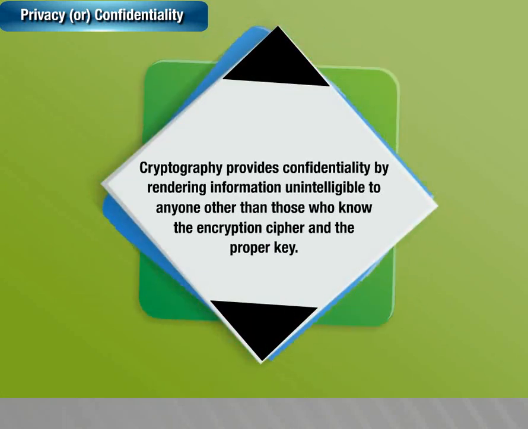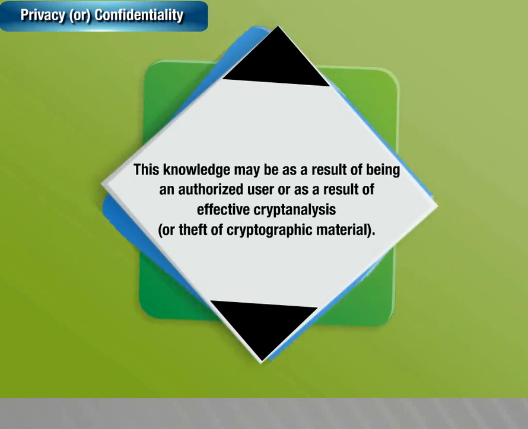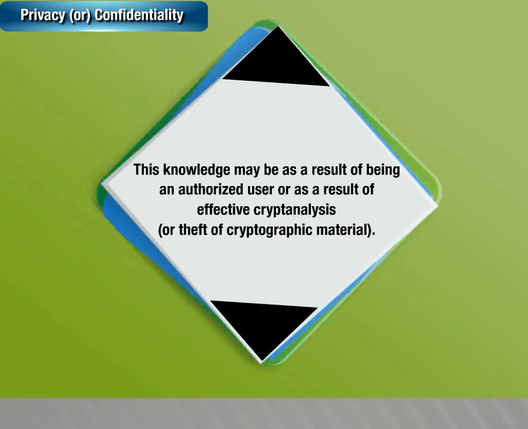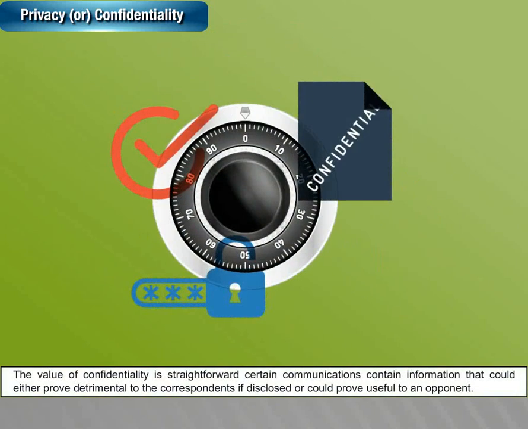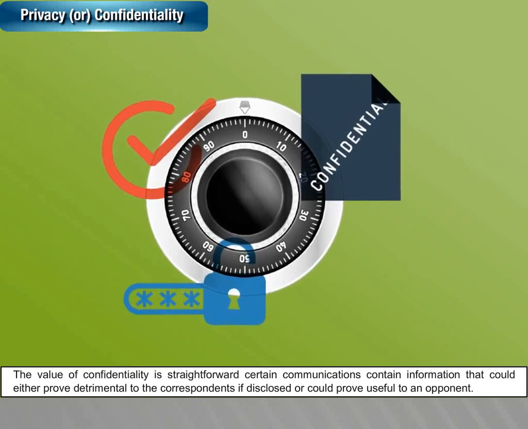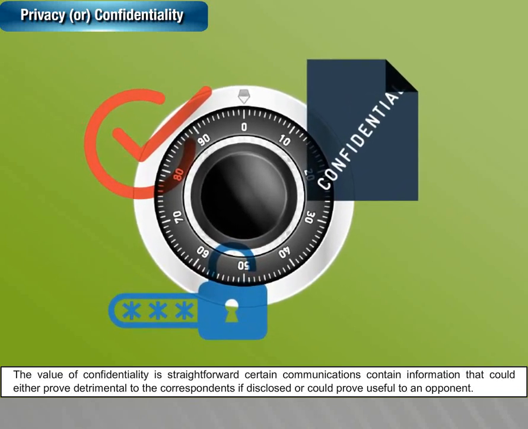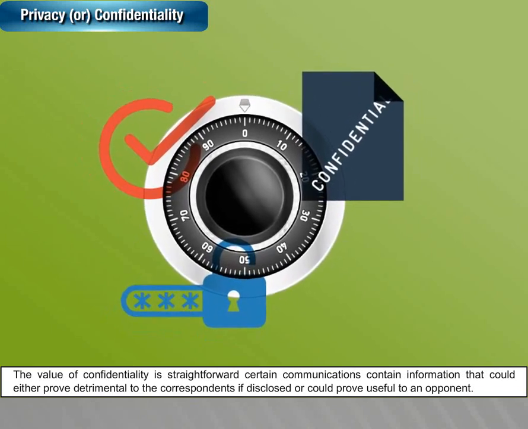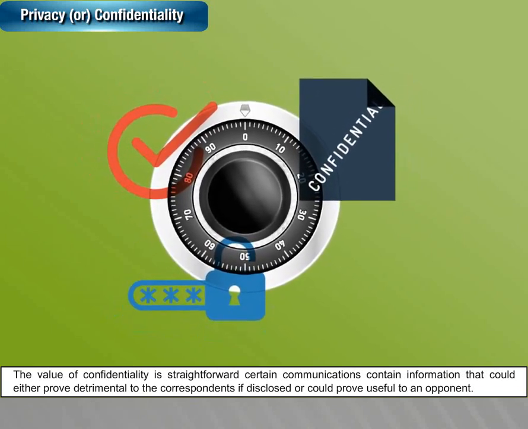Cryptography provides confidentiality by rendering information unintelligible to anyone other than those who know the encryption cipher and the proper key. This knowledge may be as a result of being an authorized user or as a result of effective cryptanalysis or theft of cryptographic material. The value of confidentiality is straightforward. Certain communications contain information that could either prove detrimental to the correspondent if disclosed or could prove useful to an opponent.